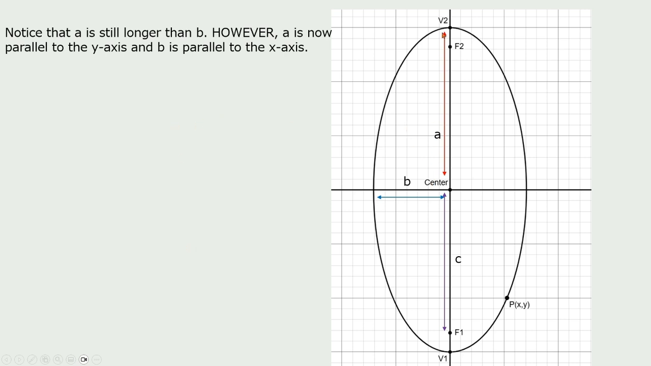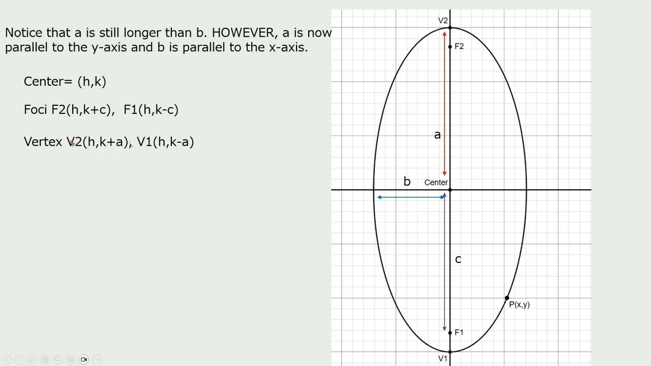Notice that A is still longer than B. However, A is now parallel to the y-axis and B is parallel to the x-axis. And we still have C here from the center to the focus, which is also parallel to the y-axis. The center, as always, is (h, k). Now the foci, instead of adding and subtracting C to the x value, we add and subtract it to the y value. And then same thing with the vertex. We're going to add A to the y value and subtract A from the y value.